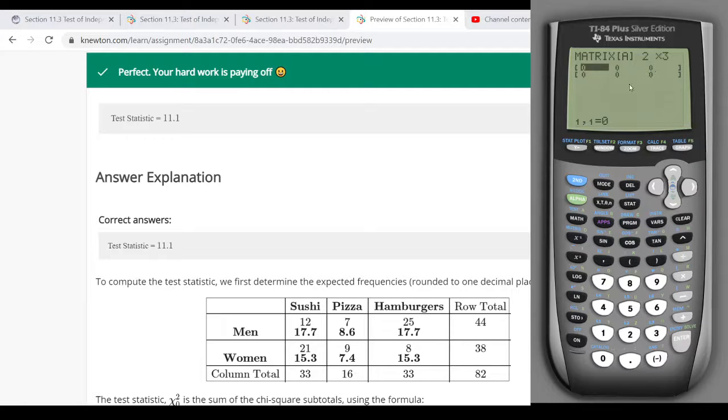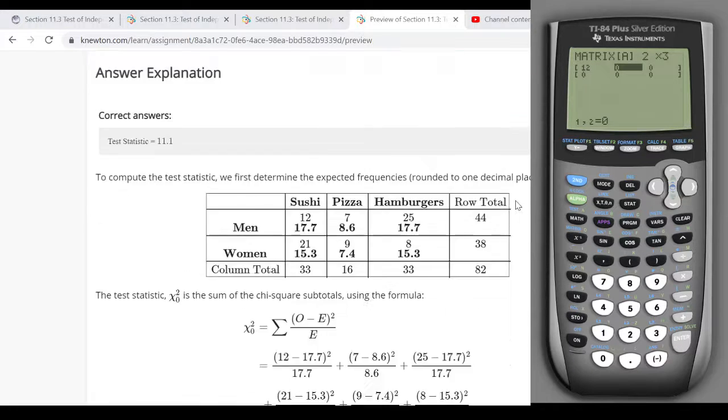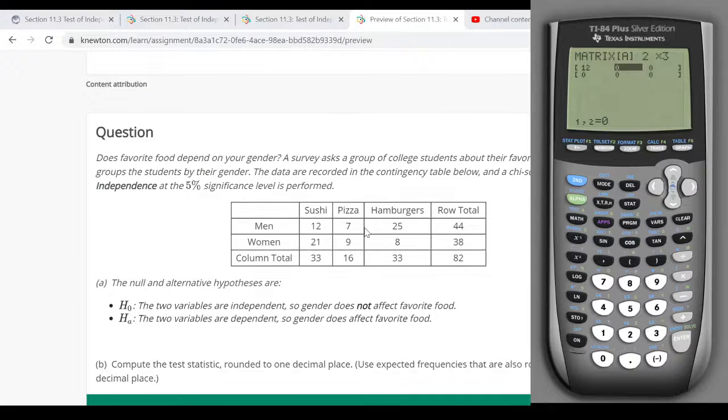So I'm just going to put in the table as is. The first row, first column is the men who prefer sushi. There were 12 of those. I'm just going to put in the observed counts from the original table. Then we had 7 men who preferred pizza, 25 who preferred hamburgers, and then the females, 21 who preferred sushi, 9 who preferred pizza, and 8 who preferred burgers. Right, so I enter this matrix, quit, get out of here.